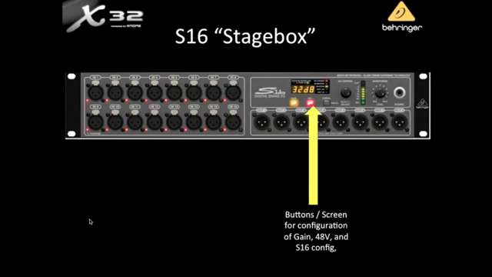We also have a few buttons. These buttons are basically for engaging your 48-volt phantom power, and also for selecting if you want to adjust the gain on the particular selected channel. So that's also available right there on the front.